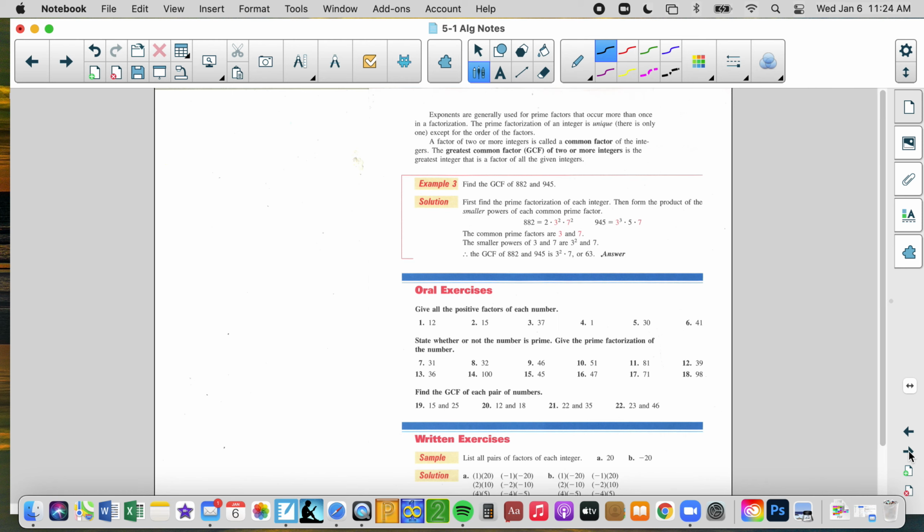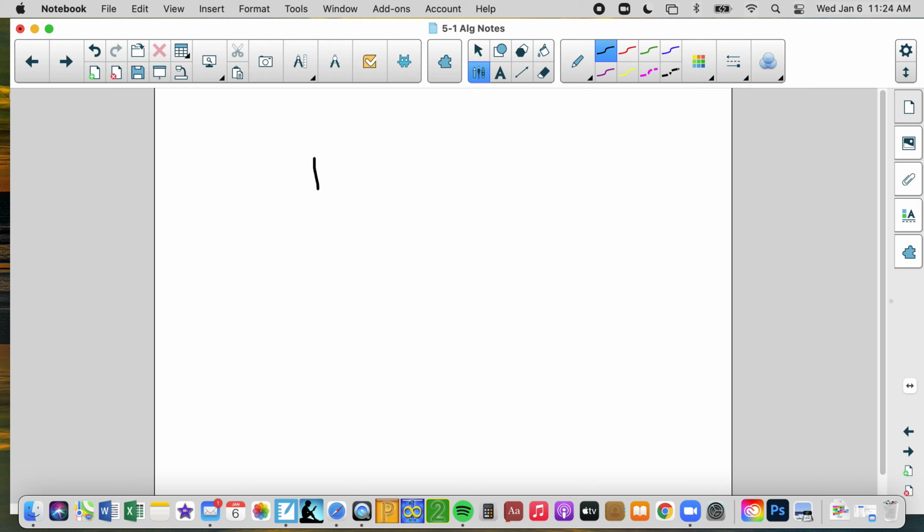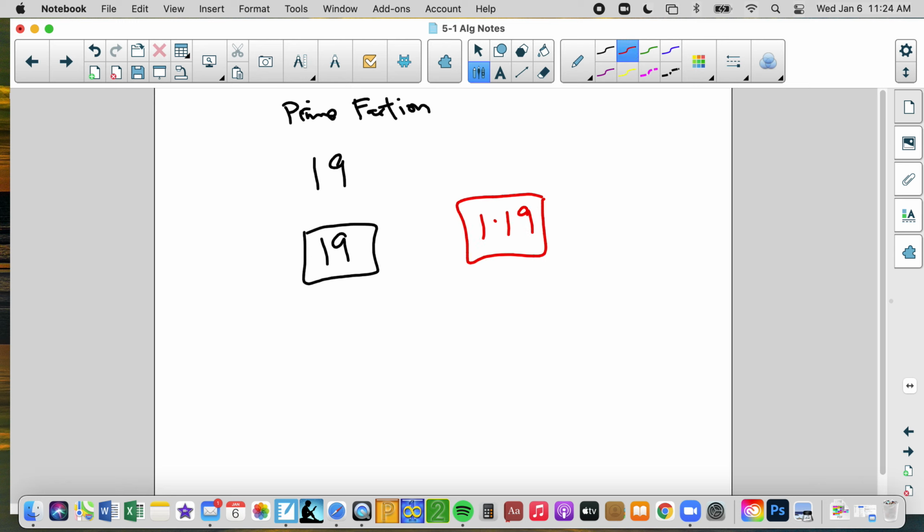What if I had a number like 19? What is the prime factorization of 19? The prime factorization of 19 would be 19. So any prime number is going to be its own prime factorization. Some students make the mistake and write 1 times 19. That is wrong because 1 is not prime. It is neither prime nor composite. So we would understand that any prime number would be its own prime factorization. Hope that helps. Let me know if you have any questions.